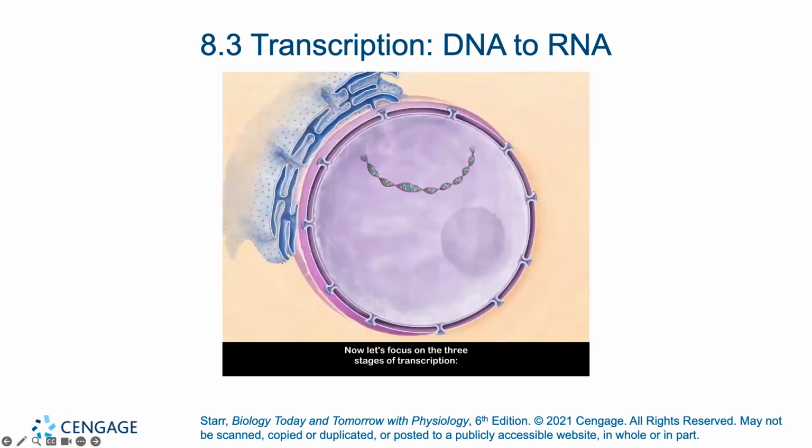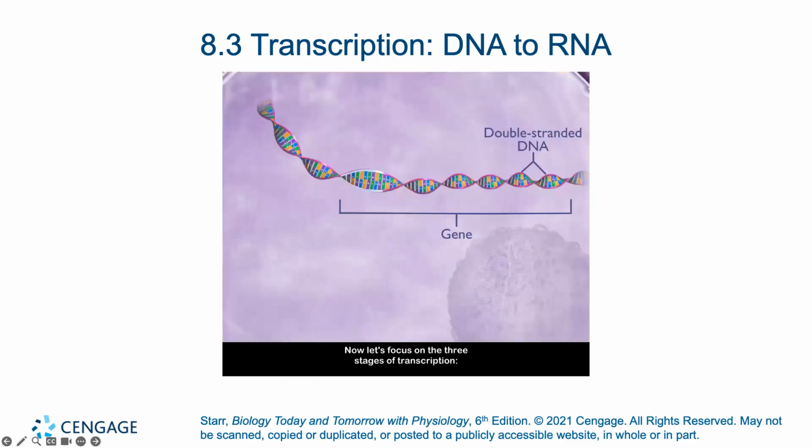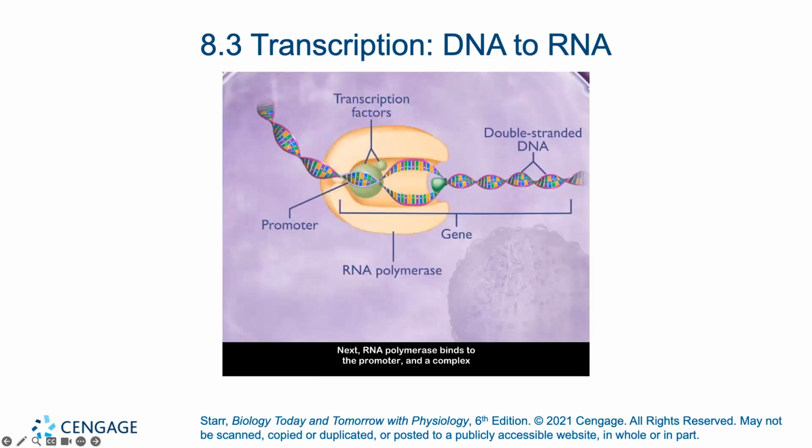Now let's focus on the three stages of transcription: initiation, elongation, and termination. Initiation begins when proteins called transcription factors bind to the promoter, a special sequence of nucleotides on the DNA strand that indicates the starting point for RNA synthesis. Next, RNA polymerase binds to the promoter, and a complex of enzymes, including helicase, unwinds the double helix and stabilizes the individual strands of DNA.